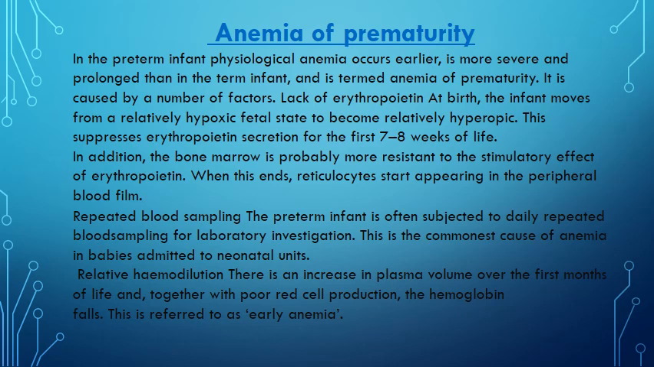Repeated blood sampling. The preterm infant is often subjected to daily repeated blood sampling for laboratory investigation. This is the commonest cause of anemia in babies admitted to the neonatal units. Relative hemodilution. There is an increase in plasma volume over the first months of life, and together with poor red cell production, the hemoglobin falls. This is referred to as early anemia.